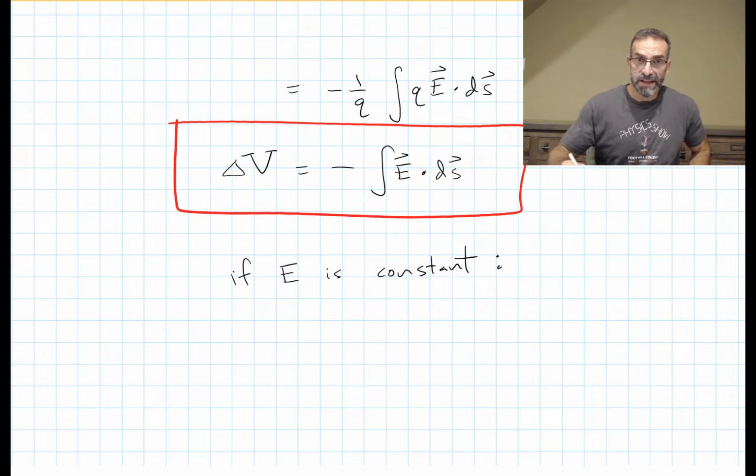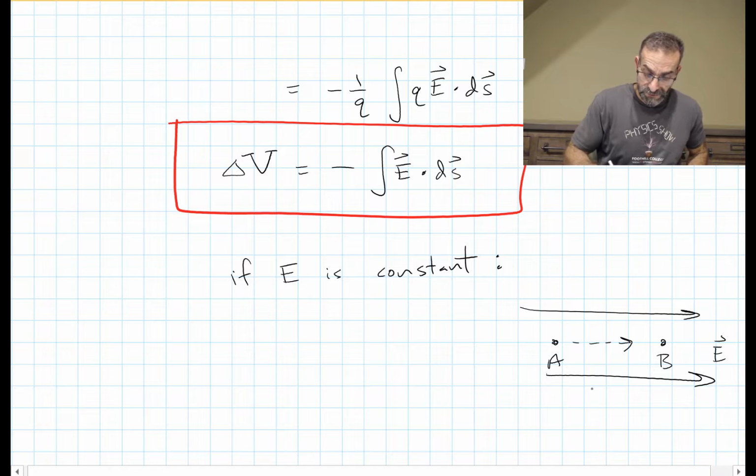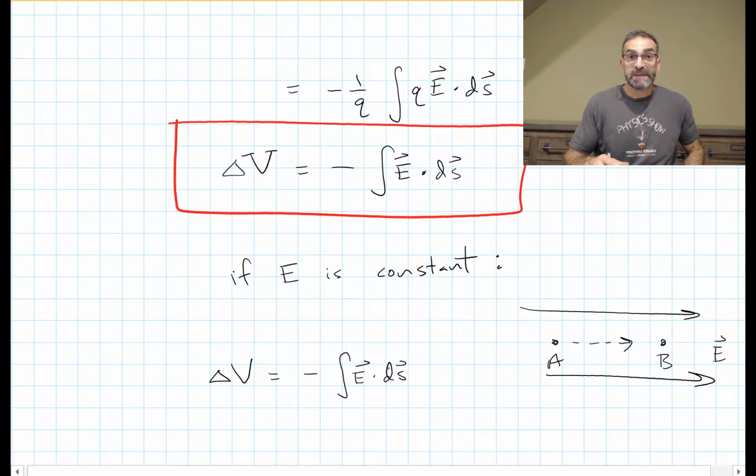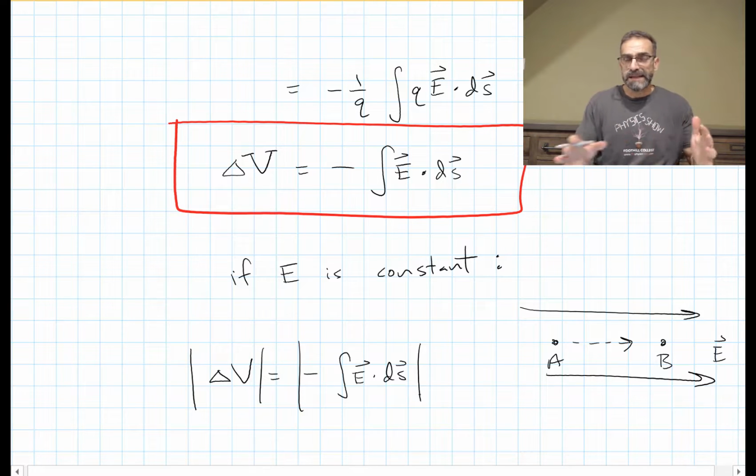If we have a constant electric field and we're moving from A to B, our integral simplifies quite a bit. Now, the first thing I'm going to do is take the magnitude of both sides. I'm not going to worry about my dot products and minus signs and all that stuff. I'm just going to find the absolute value of my potential difference, and then I'll look to see if it has to be negative or positive. It's a very straightforward procedure.